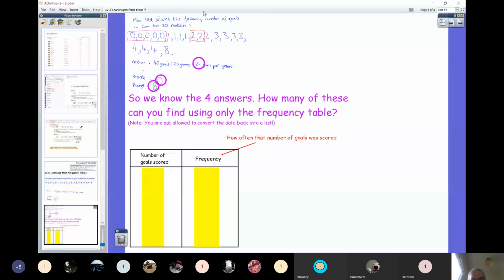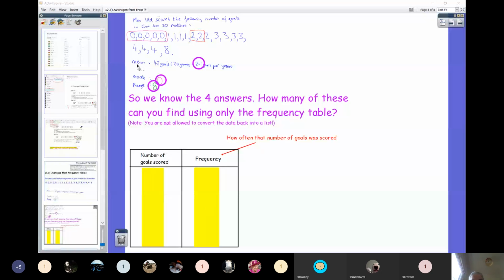Right. So what the idea is, we're going to create a frequency table, and then we're going to see how from the frequency table we could work out the mean, the mode, and the range. Okay, so that's our goal. First things first, let's create a frequency table, just so you understand what it is. You don't have to be writing this down, I just want you watching this.